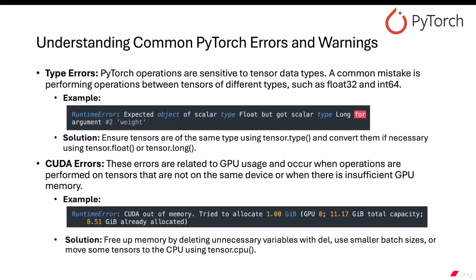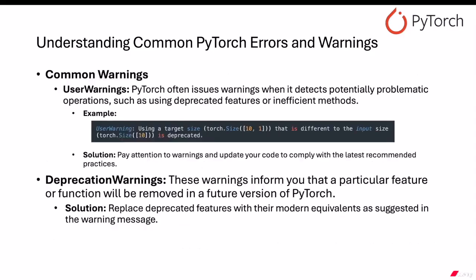CPU using tensor.cpu. Common warnings. User warnings. PyTorch often issues warnings when it detects potentially problematic operations, such as using deprecated features or inefficient methods. Example: user warning: using a target size torch.size 10,1 that is different to the input size torch.size 10 is deprecated. Solution: pay attention to warnings and update your code to comply with the latest recommended practices.